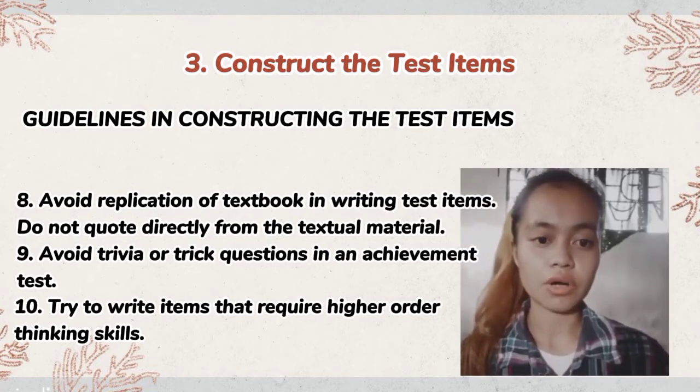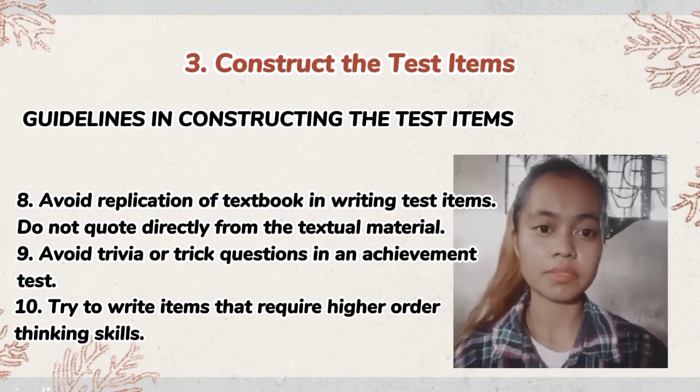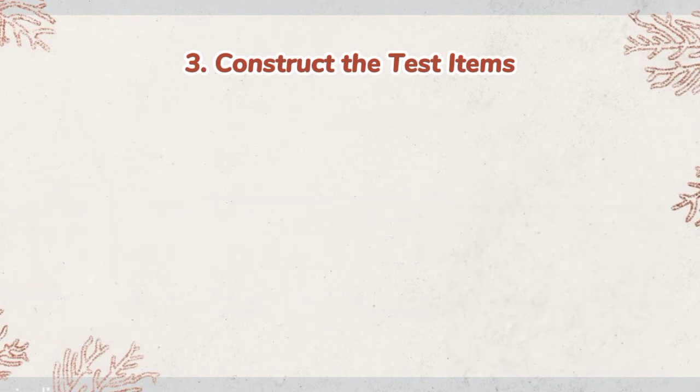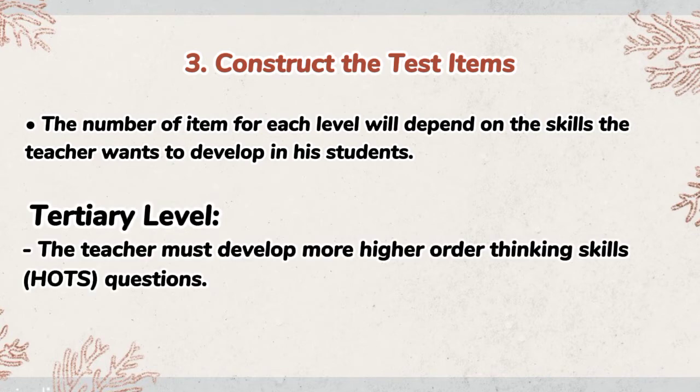Avoid tricks or catch questions in an achievement test. And lastly, try to write items that require higher order thinking skills. Take note, the number of items for each level will depend on the skills the teacher wants to develop in his students. In the case of tertiary level, the teacher must develop more higher order thinking skills questions.